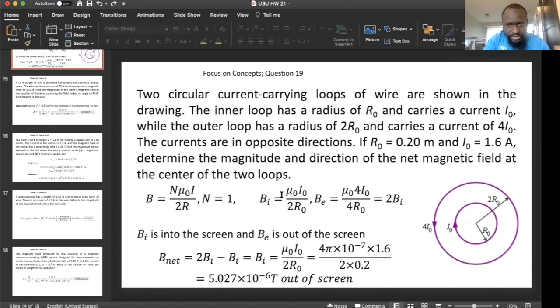So it's going to be mu0 I0 over 2R0, because that's what we are told. The current is I0. The radius is R0. We already have a 2 from the formula, so 2R0.